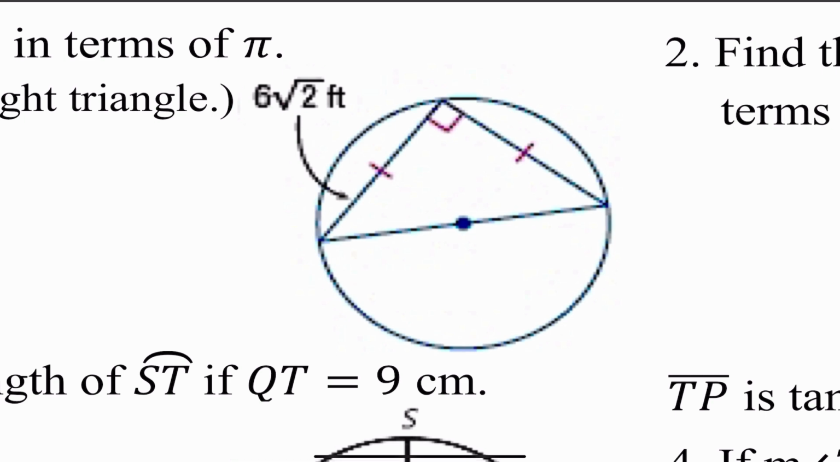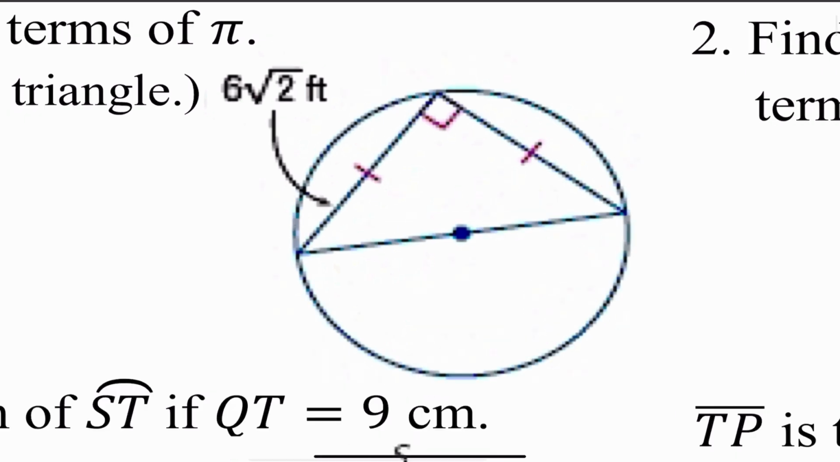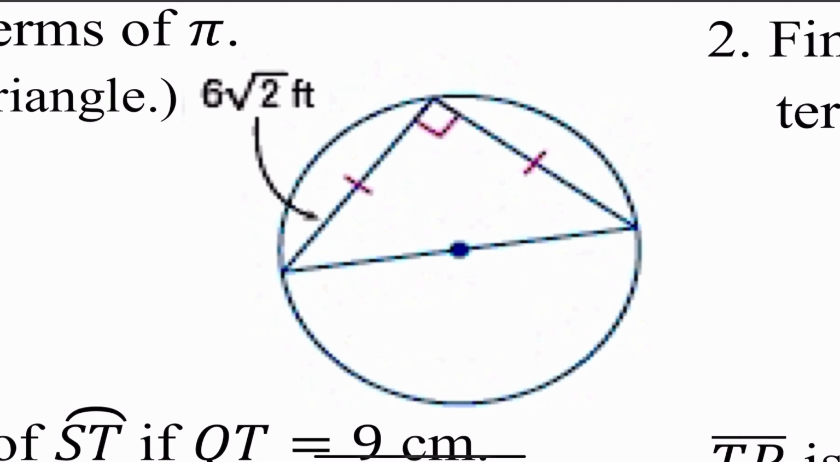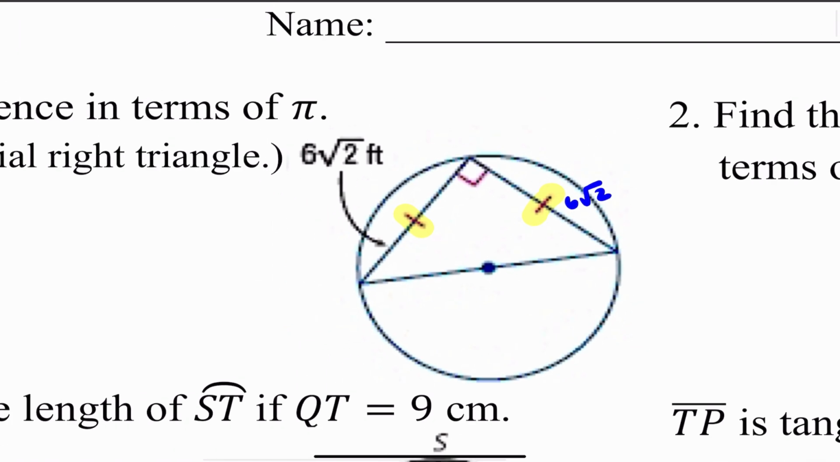So I have a special right triangle. It's inscribed in a circle. And note that we have 2 tick marks indicating that these 2 sides are congruent. So if this is 6 root 2, then this side has to be 6 root 2 as well. But the question here is, what type of special right triangle is this? Is this a 30-60-90 or a 45-45-90?